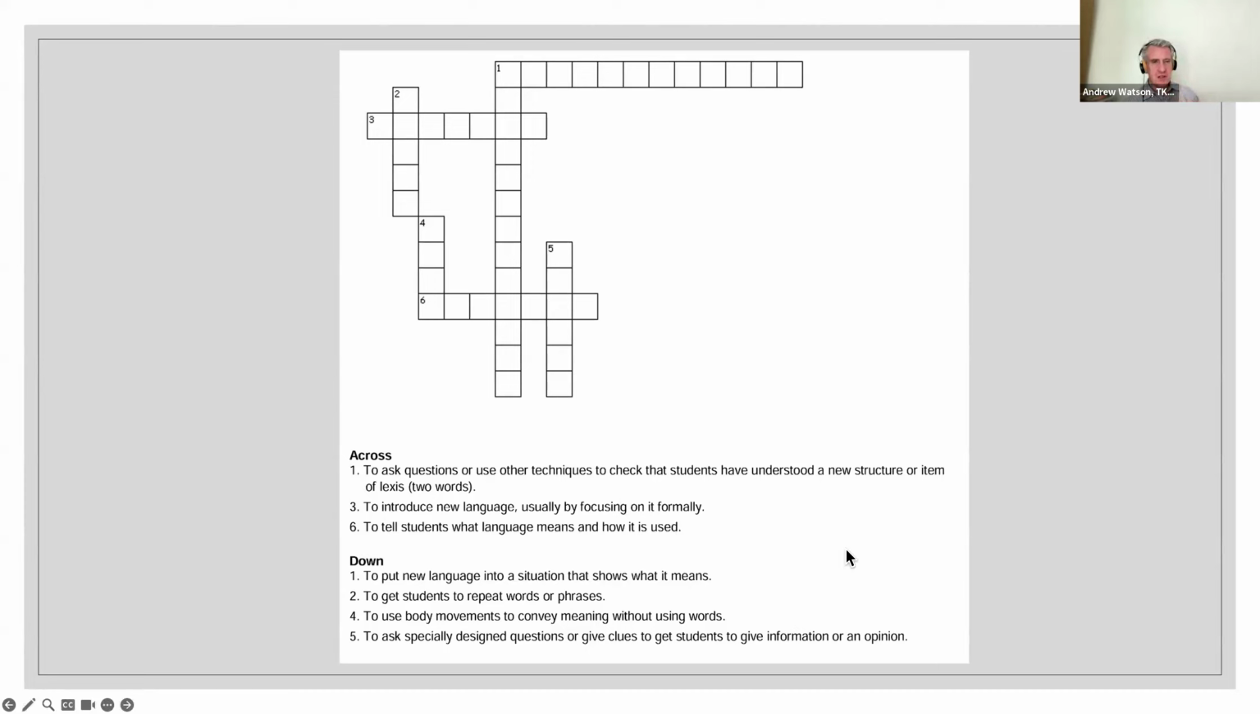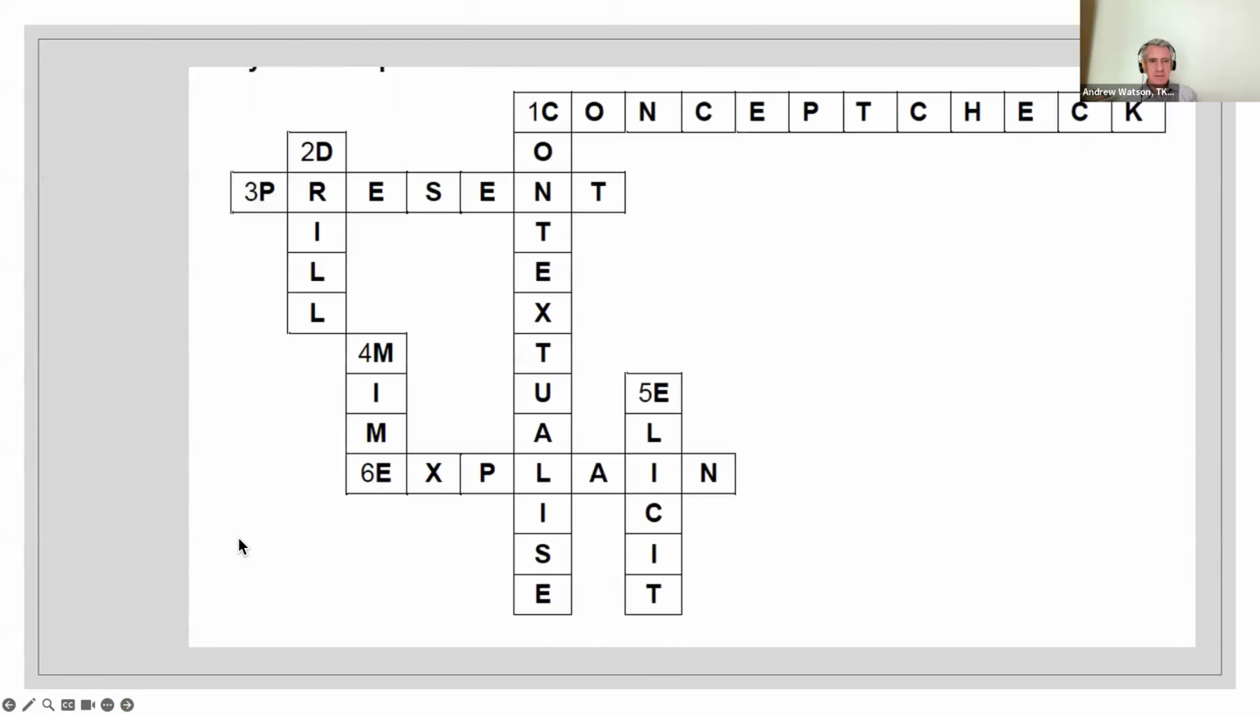Six would be present. Yeah, I'm pretty sure that's correct. All right, I think our time is up. We've got to move on. Oh, 6 was explain, not present. Number 3 was present. Yeah.